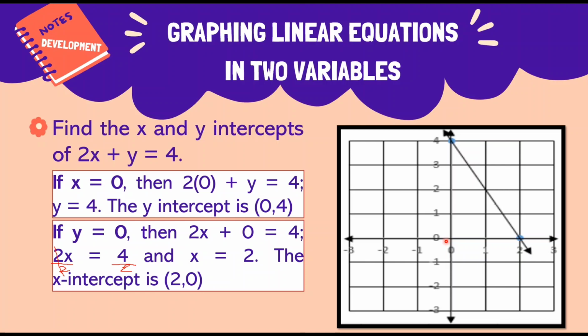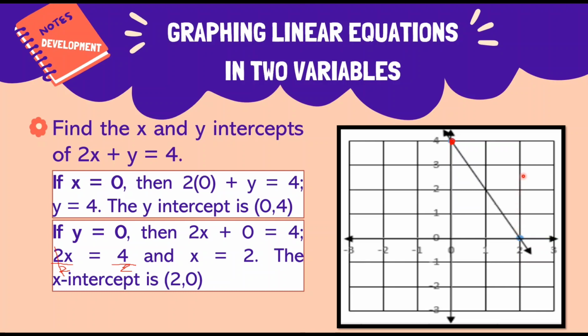Now, let us graph 4. Are we moving upward or moving downward? Very good. We need to move upward because the sign is positive. So, from here, 1, 2, 3, 4. That will be our point (0, 4). And then, the next one, we need to graph (2, 0). From the origin, our x is 2: 1, 2. And then our y coordinate is 0.